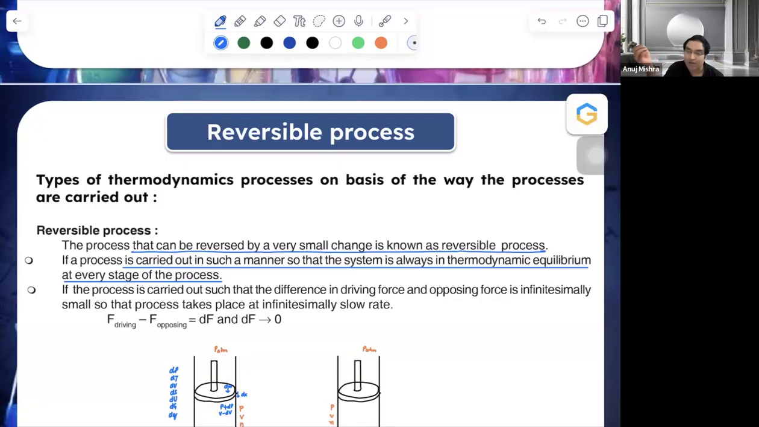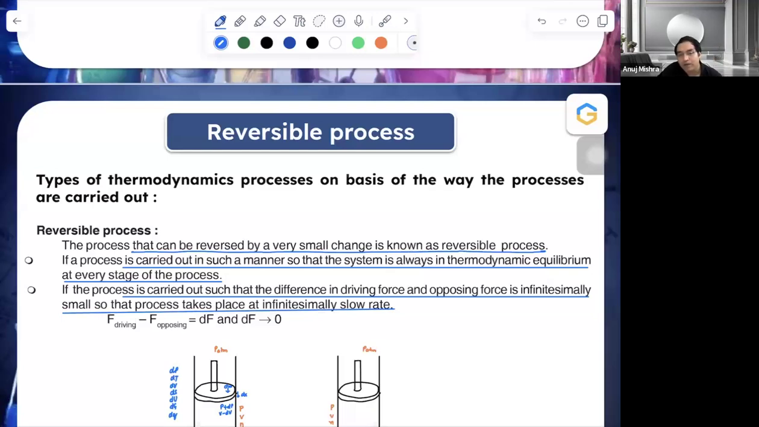Every moment forces are balanced. Every moment thermal equilibrium is there. Every moment chemical equilibrium is there. Every moment mechanical equilibrium is there. The process is carried out in such a way that the difference in driving force and opposing force is infinitesimally small, so that process takes place at infinitesimally slow rate.